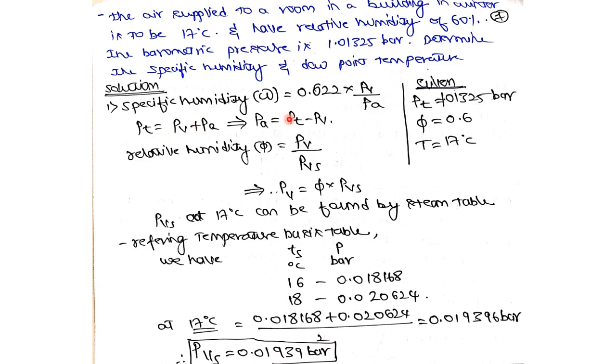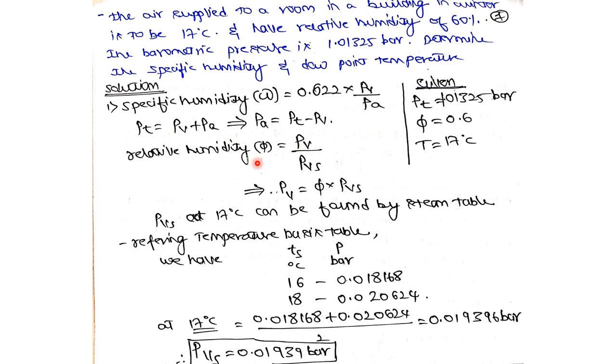Specific humidity, if you refer to the previous definitions, is given by 0.622 into PV divided by PA, and you know the value of PT, that is 1.01325. PT is the summation of PV plus PA, so PA is nothing but PT minus PV. So we need to find either PA or PV to proceed with this problem. The only hint given in this problem is the relative humidity, which is 60%.